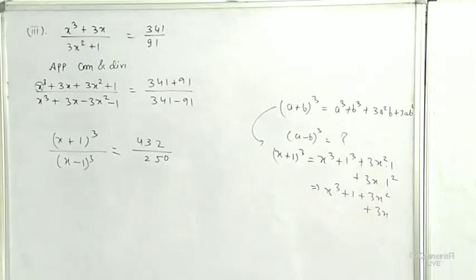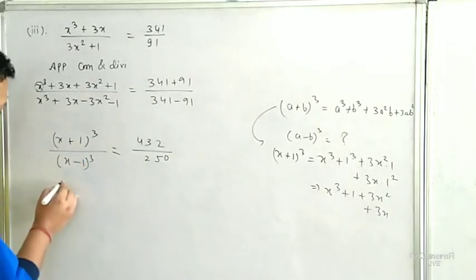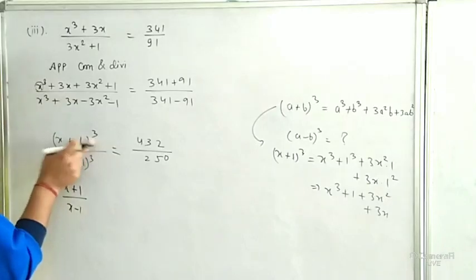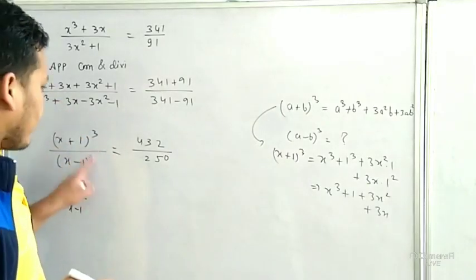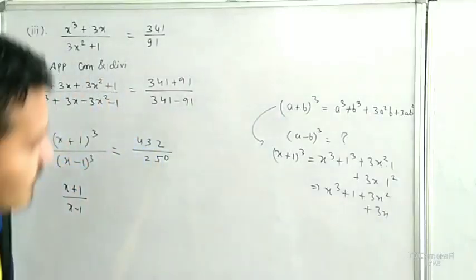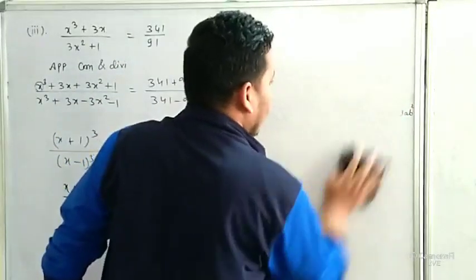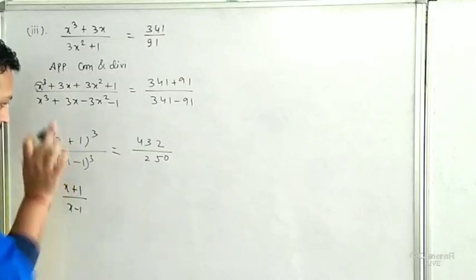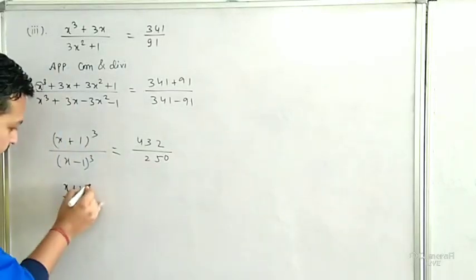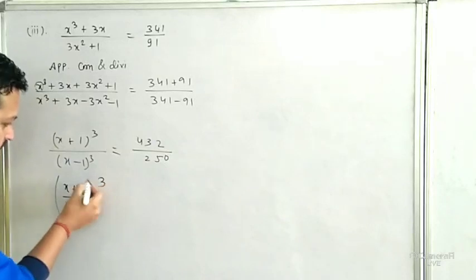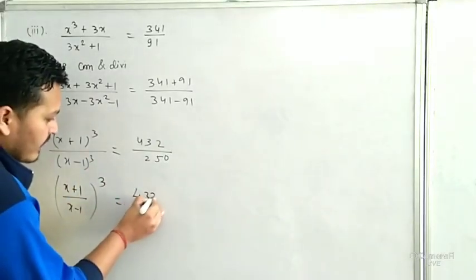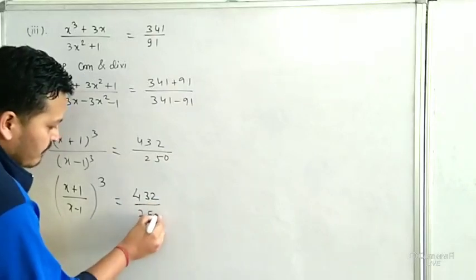Okay, C. So x plus 1 upon x minus 1. When you remove this thing, look sir, here there is a cube, this is also a cube, so what can we do here? What can we do here so that we get the answer? Look, this is x plus 1 whole cube, this is x minus 1 whole cube. So here we can write x plus 1 upon x minus 1, then whole cube. Can we write this? Then it is equal to 432 upon 250.